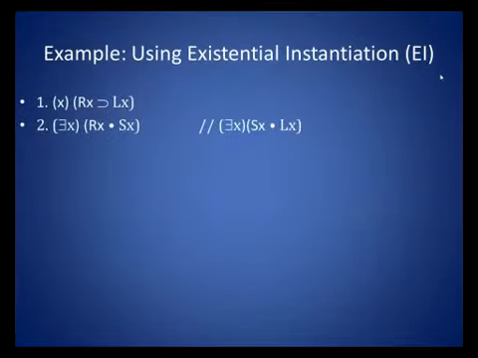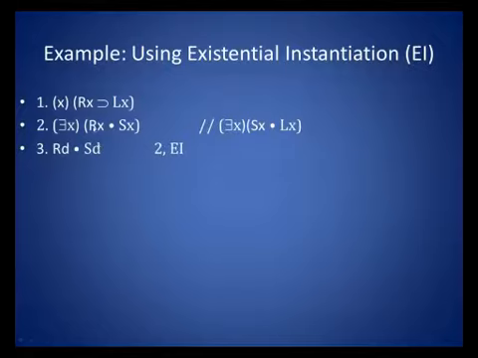So here it is again. For all x, Rx implies Lx, and there exists an x such that x is R and x is S. Therefore, there exists an x such that x is S and x is L. So first things first, we're going to EI line 2.